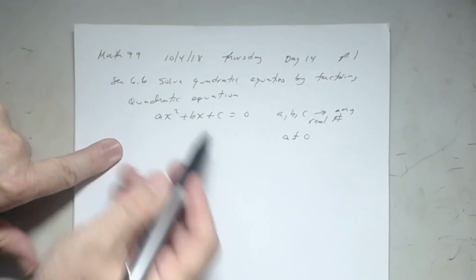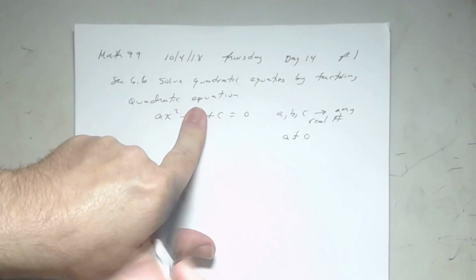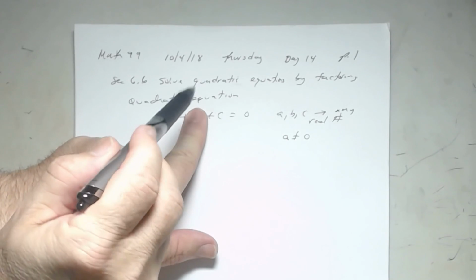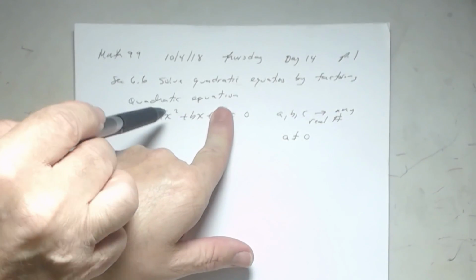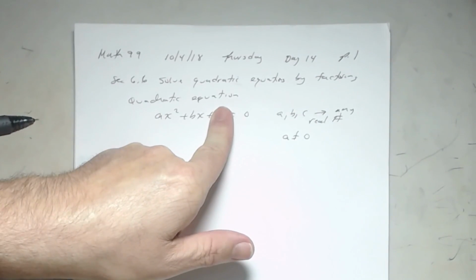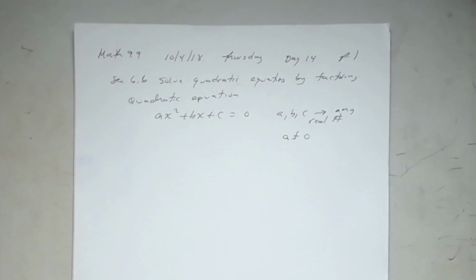B can be 0, because if that term goes away, you still have a quadratic, because what's the largest exponent? 2. If C is 0, that's okay. It's still quadratic, because what's the largest exponent? 2. All right?